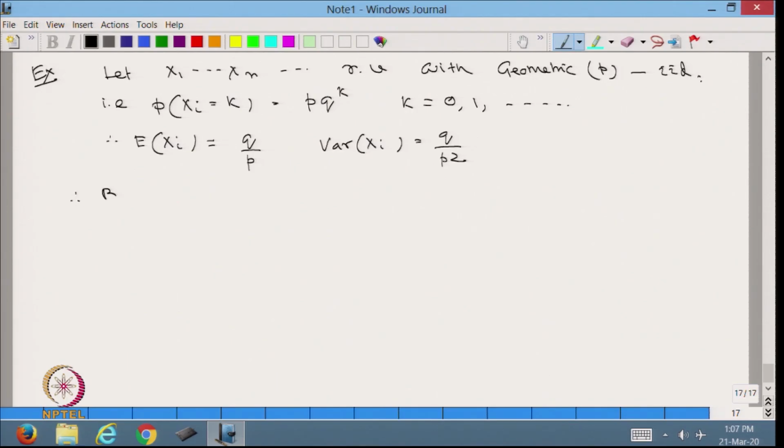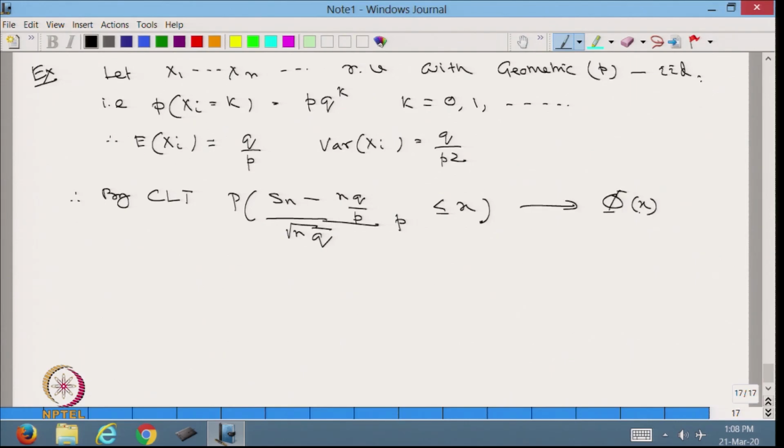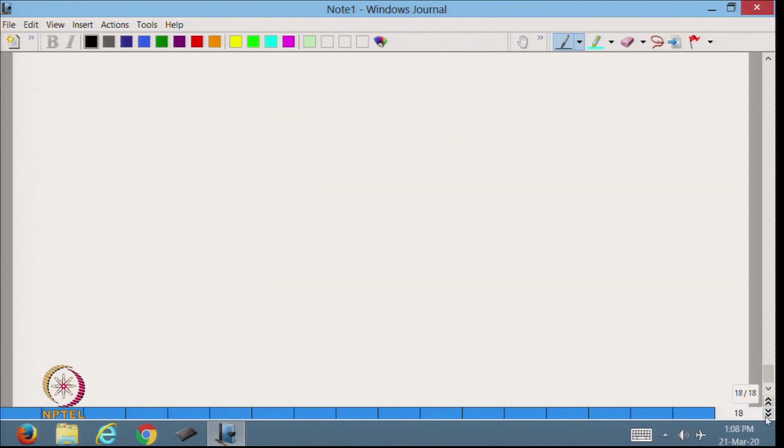Therefore, by the central limit theorem, the probability that Sn minus nq by p upon root over nq multiplied by p is less than or equal to x converges to phi x as n goes to infinity. Let us now solve some numerical problems.